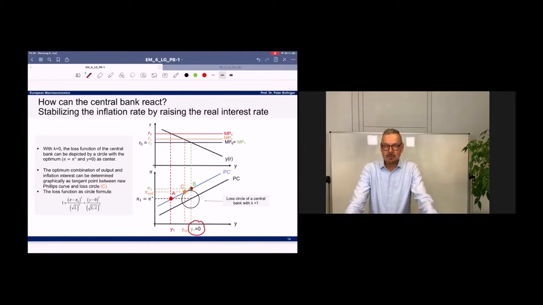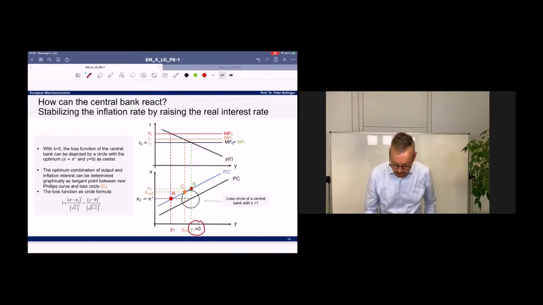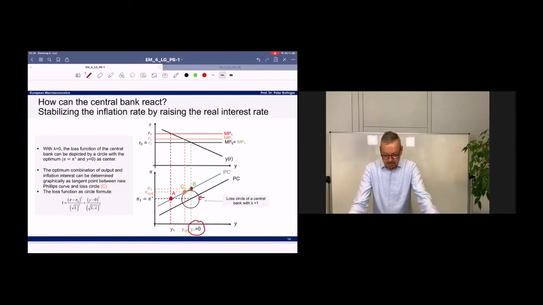Well, this can be solved by applying our loss function, because the loss function then tells the central bank what is the importance of an inflation gap relative to an output gap. And we can graphically show the loss function as a circle, assuming that lambda is one, and the circle around what we call the bliss point, the equilibrium situation where we started.